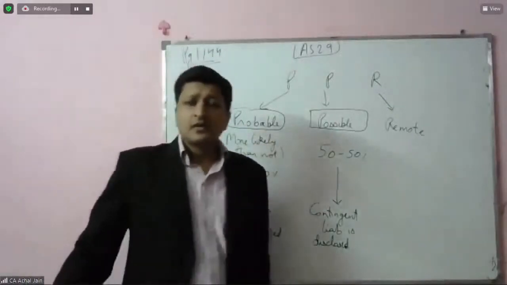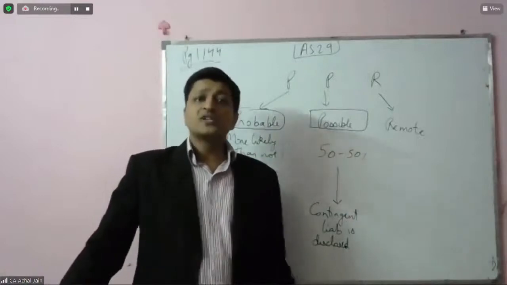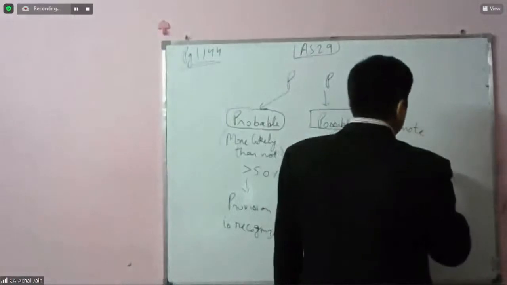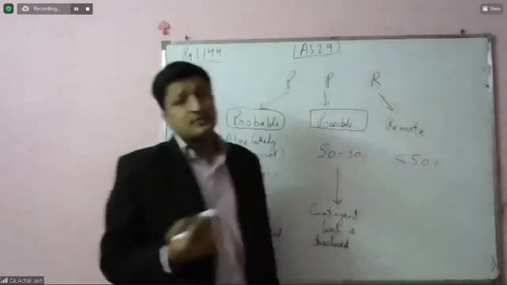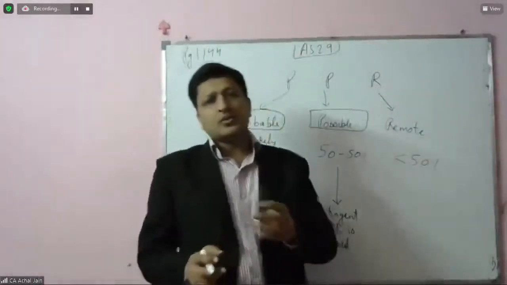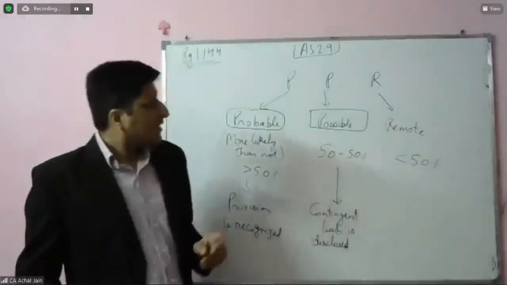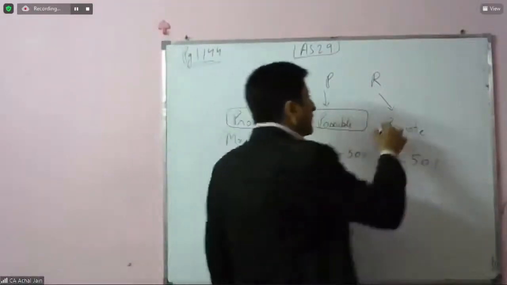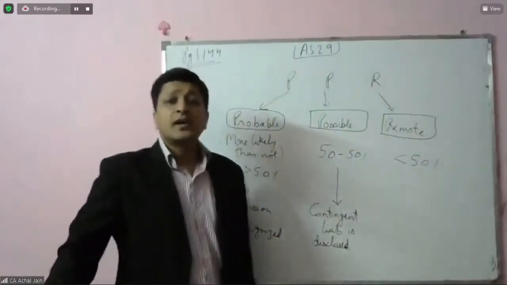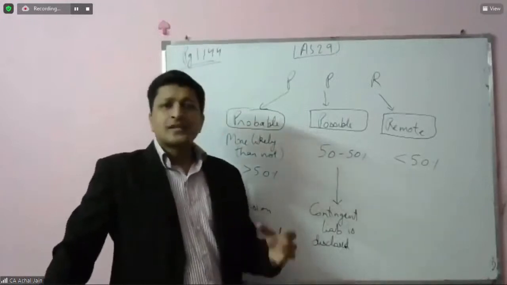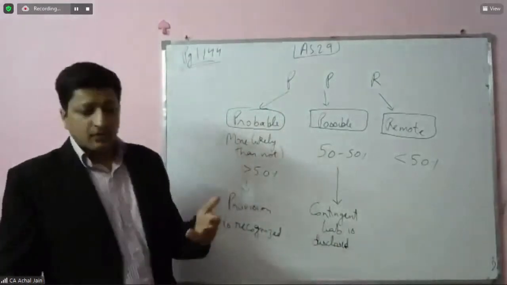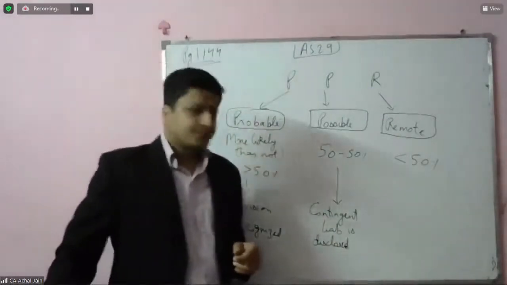Third scenario means wherein chances of losing the case are less than 50%. Or in other words, we can say chances of winning the case are more than 50%. So either way we can understand this. So the moment we say chances of losing the case are less than 50%, it becomes remote. Remote means something which is less likely than not going to happen. More likely than not was this one.